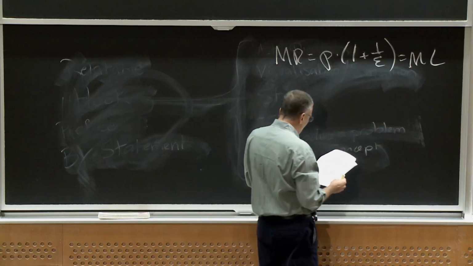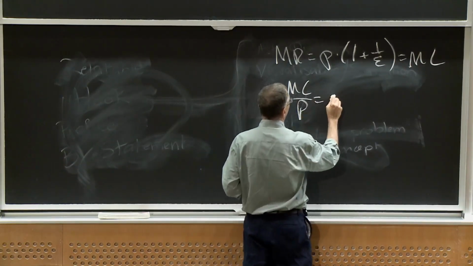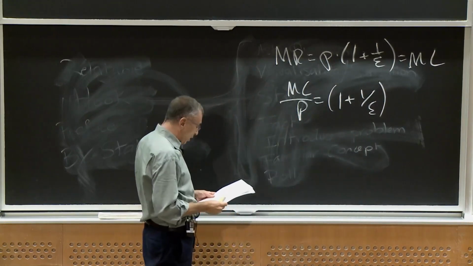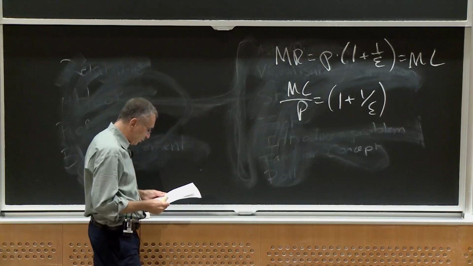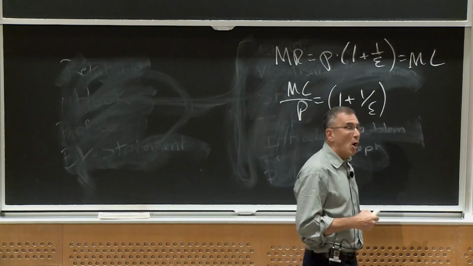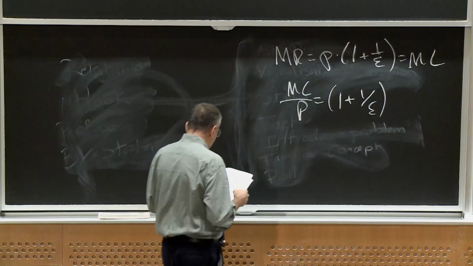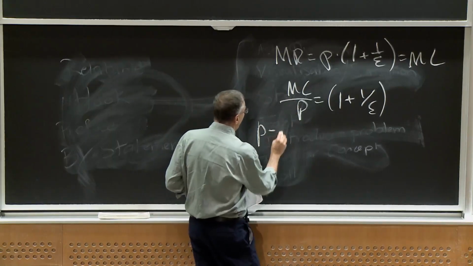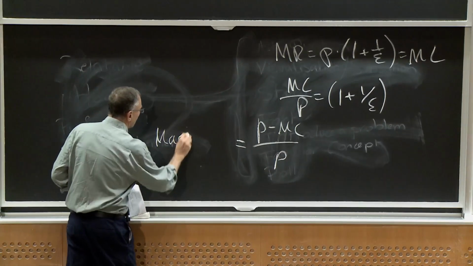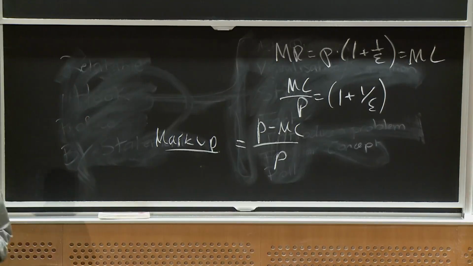Okay? So in other words, we can write that marginal cost over price equals 1 plus 1 over epsilon. Now let's define something I'm going to call the markup. The markup is how much more monopolists can charge than perfectly competitive firms. I'm going to define the markup as P minus MC over P. That's what we call the markup. That is how much more monopolists can charge than competitive firms.